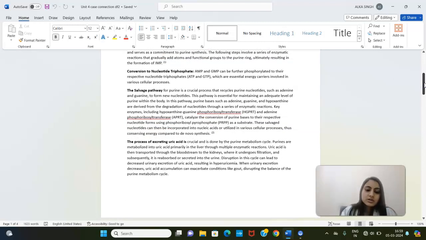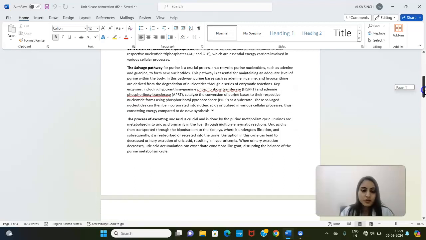So for the conversion to nucleotide triphosphates, AMP and GMP can be further phosphorylated to their respective nucleotide triphosphates, which are essential energy carriers involved in various cellular processes.